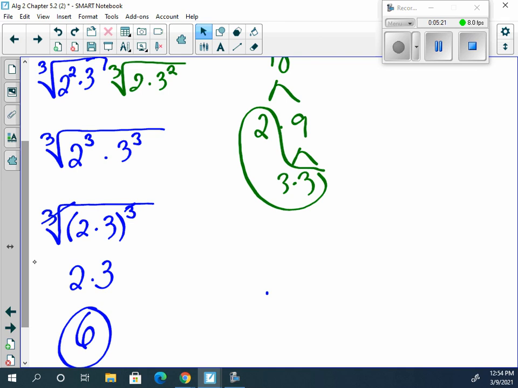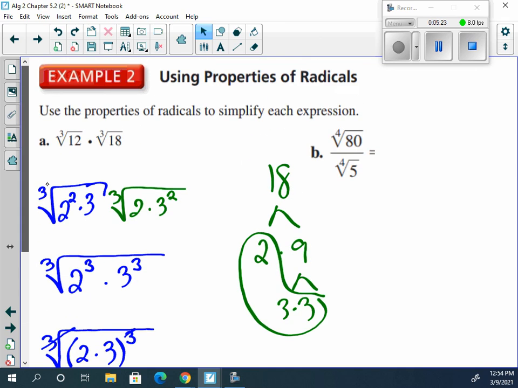Go on and try it. Let's try that. Try typing this into the calculator. Cube root of 12 times cube root of 18. Let's see what we get. If you don't have a calculator, grab the yellow ones. The TI-30XS. They work quite nicely too.